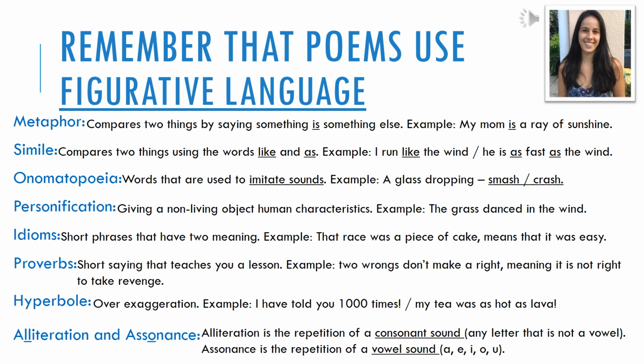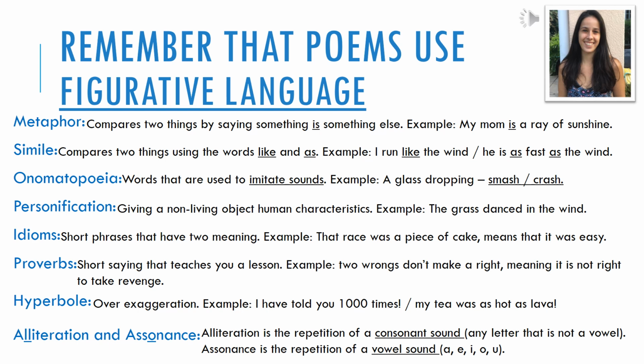Proverbs. Proverbs are a short saying that teaches us a lesson. For example, two wrongs don't make a right, which is telling us that it's not right to take revenge on other people. So idioms have two meanings and proverbs teach us a lesson. That is the main difference between them.